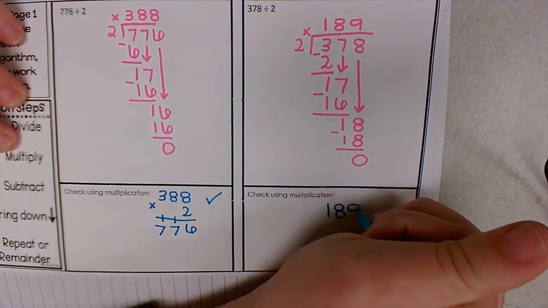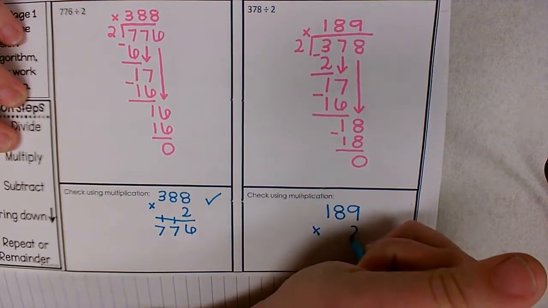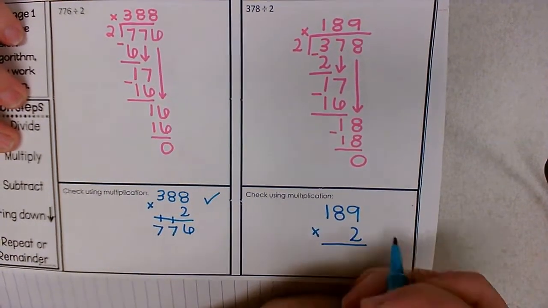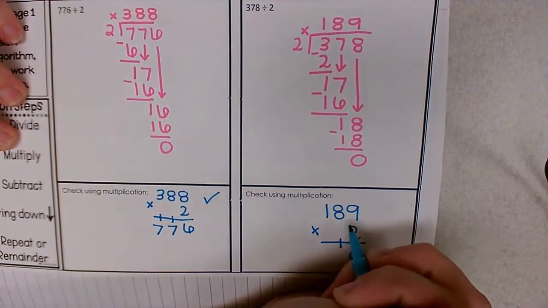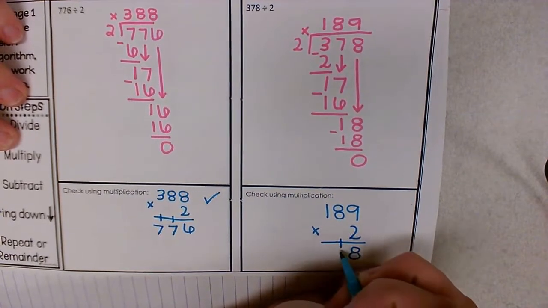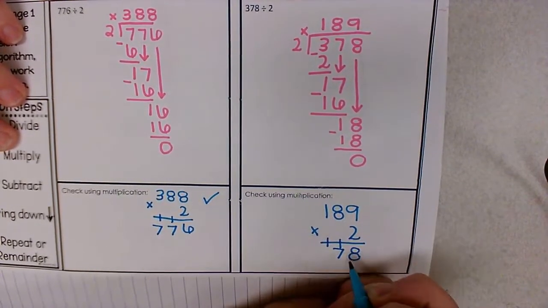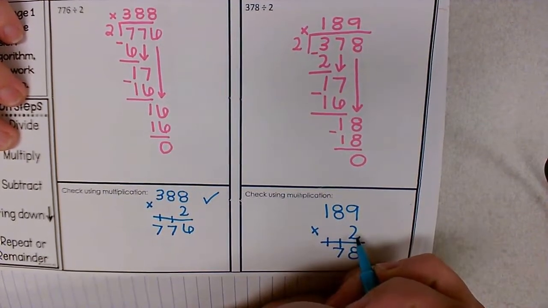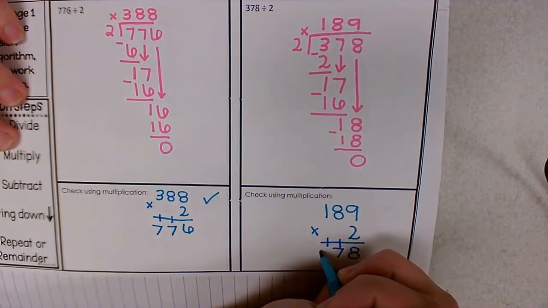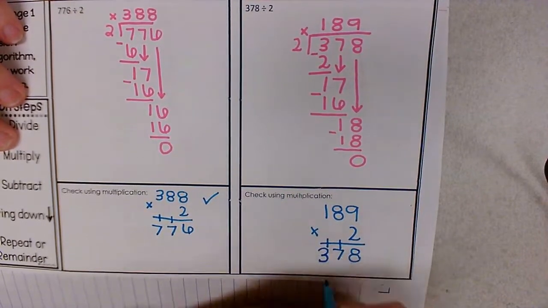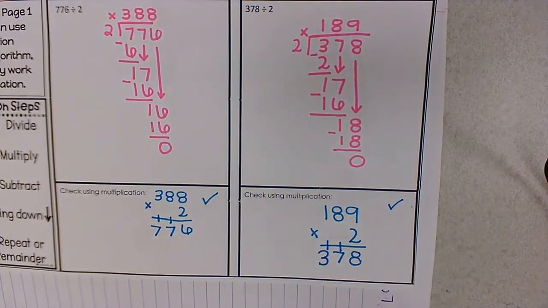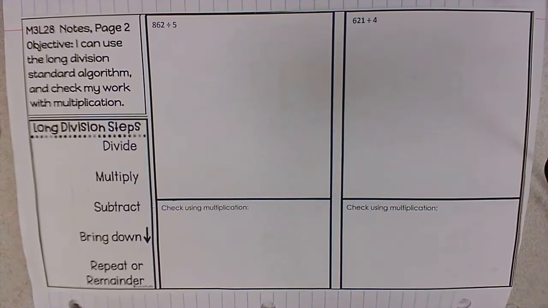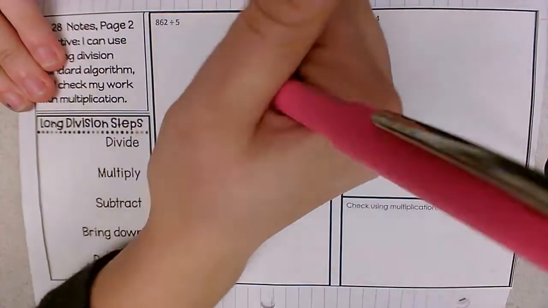189 times 2. 9 times 2 is 18. 8 times 2 is 16, plus 1 more is 17. 1 times 2 is 2. 2 plus 1 more is 3. 378 matches the dividend that I started with, and that is a check. Let's move on to our next two problems to practice. Next, we're going to solve 862 divided by 5.